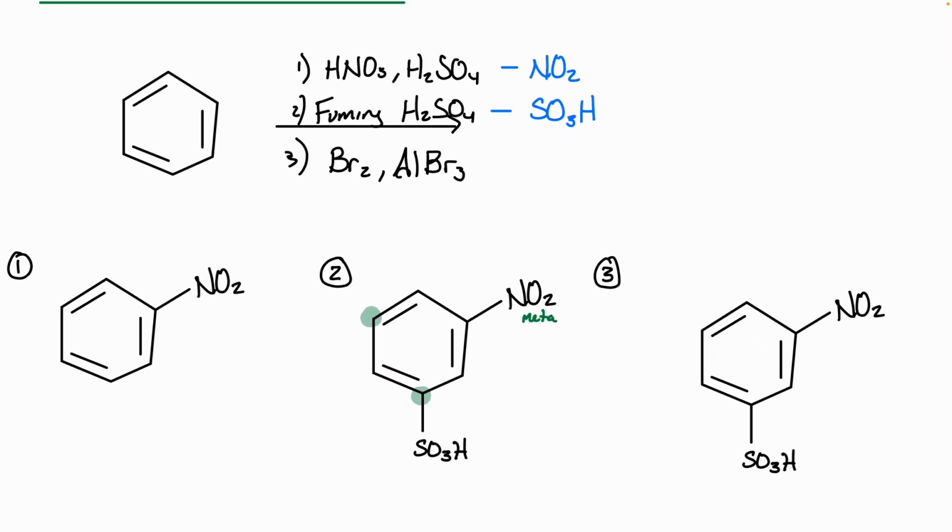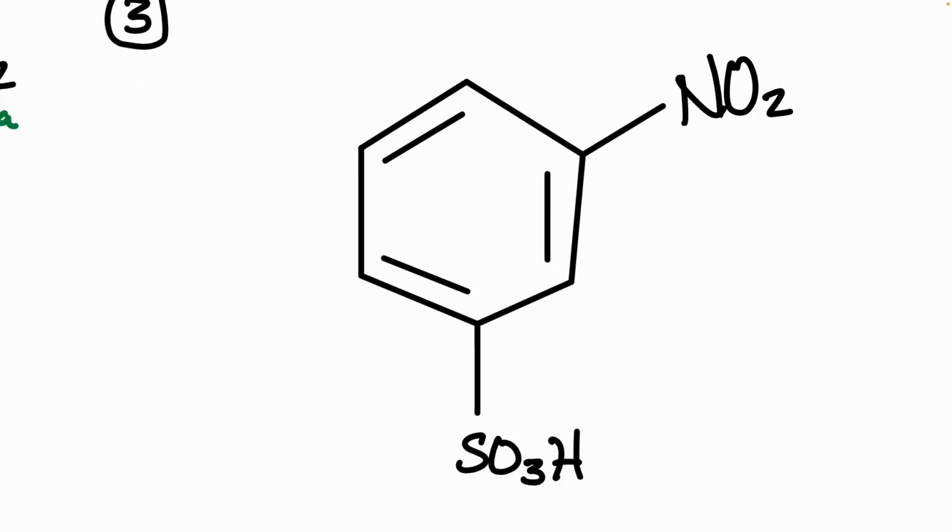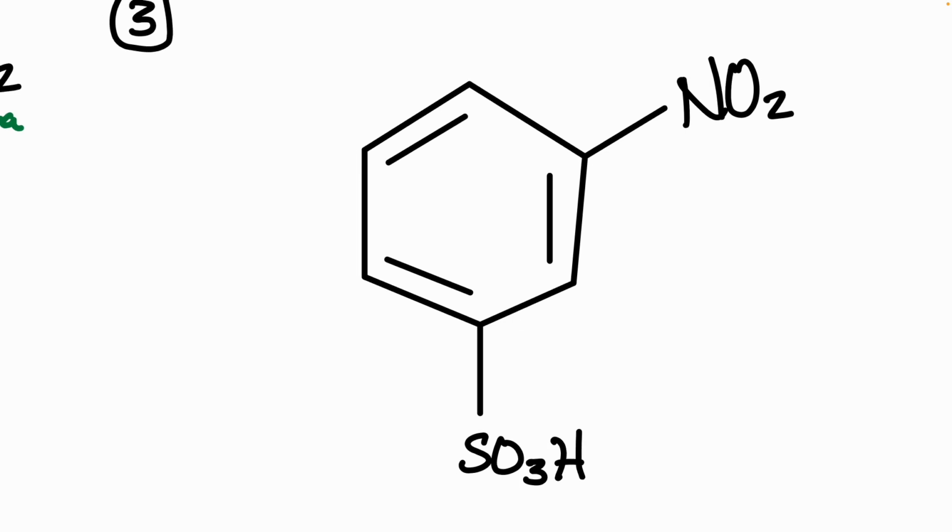Now let's look at this reaction. Let's figure out what it is that we're attaching to our ring here. Br2 and aluminum bromide, what's that going to put on? A bromine. All right, so we know what we're going to put on there. The question is where? We know our nitro group we said was a meta-director.